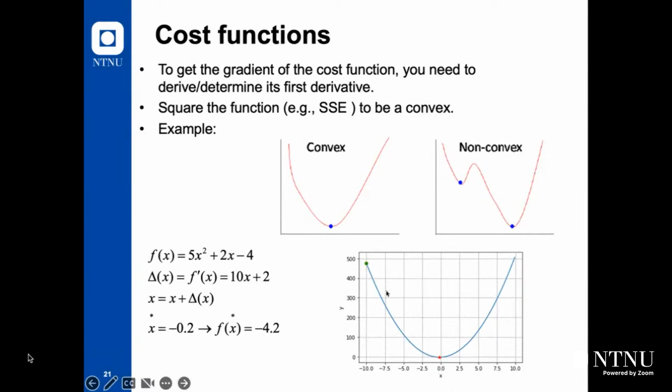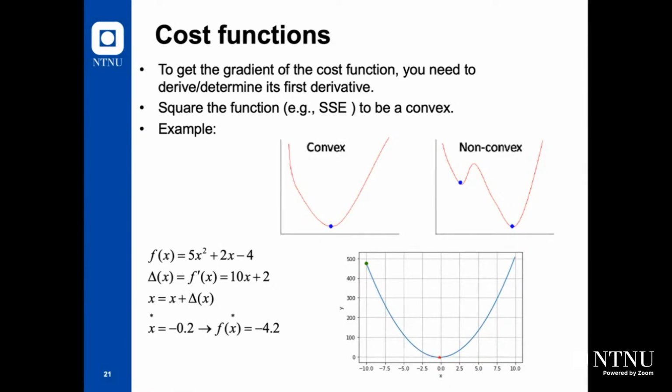We need to define a cost function. This cost function should be differentiable and it should be convex, to be sure that we will be able to reach this bottom point here, and to be guaranteed that we will be able to minimize this function. For example, if we have a cost function like square error, we calculate the error, and it would be nice if we can square this error, so the error function will be convex.